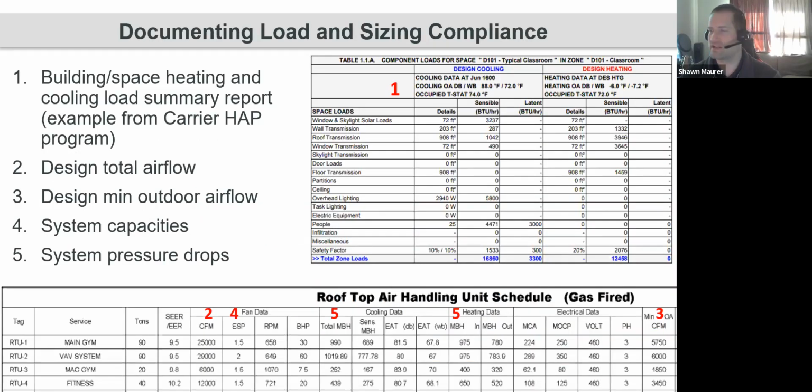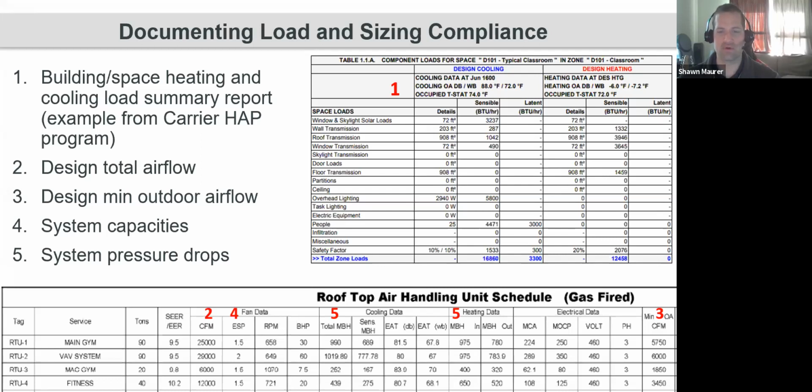As far as documenting those compliance calculations, if you're using a software program, generally it will produce an equipment load calculation report and an equipment sizing report. We've shown an example here from the Carrier HAP program for the load calculations for the different spaces in the building. Usually that's submitted as part of the support documentation.